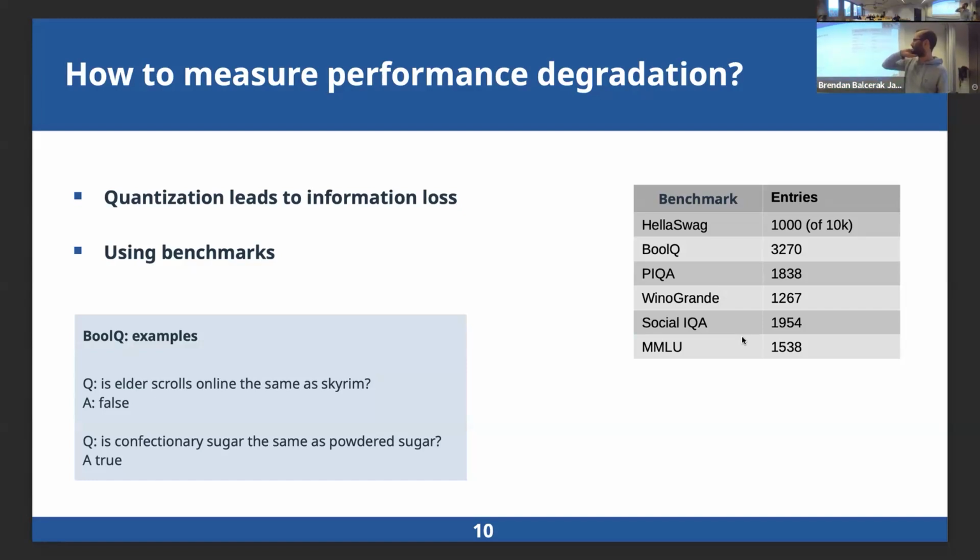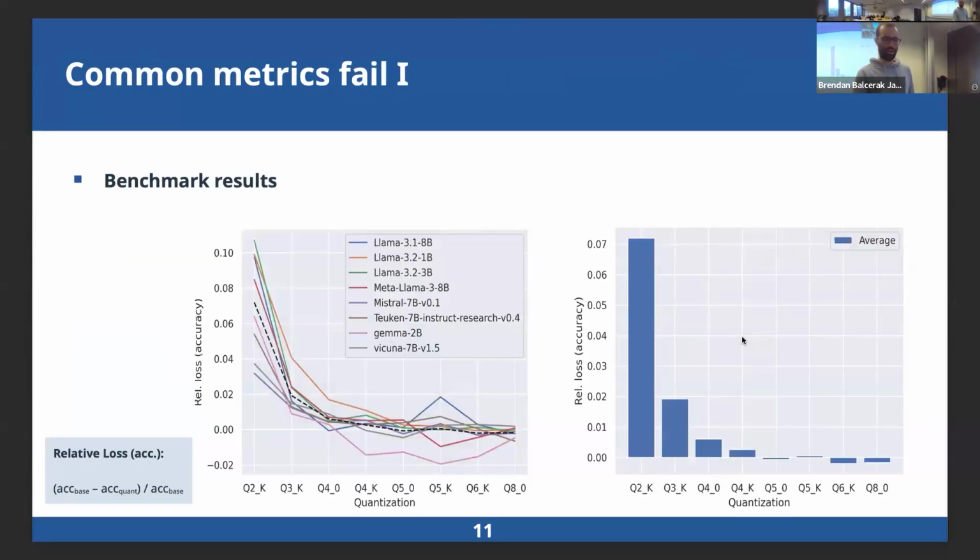Just to give you an idea of how one of these examples might look, from this data set the question is: is Elder Scrolls Online the same as Skyrim? The answer is just false. So here we have a classification problem. This is a binary answer. People are posing these questions to the model, extracting the answer, yes or no, and we have a classification task. So we can throw our normal metrics like accuracy, precision, recall, and F1 score on that.